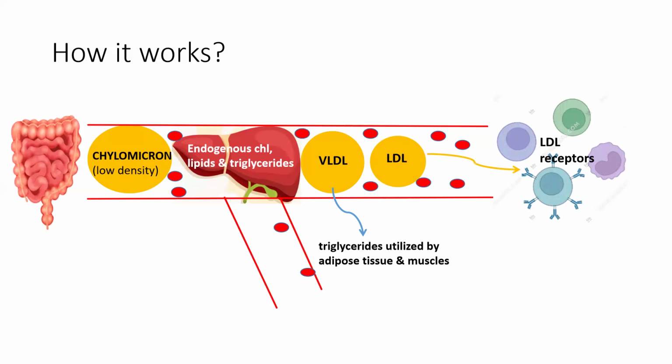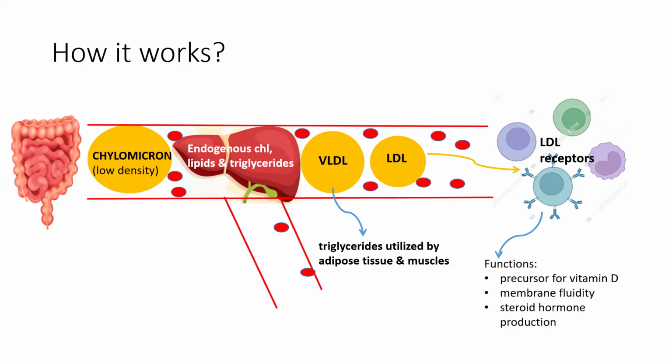So this LDL gets absorbed, taken in by the LDL receptors on the peripheral cells, and these peripheral cells utilize LDL for various functions in the body. Some of the major functions include: it acts as a precursor for vitamin D, it helps in membrane fluidity, and it also helps in steroid hormone production. These are a few of the functions performed by the peripheral cells after taking in the LDL, low density lipid.